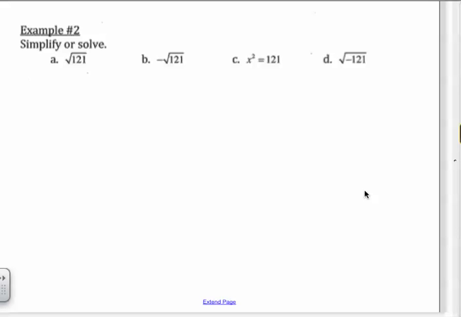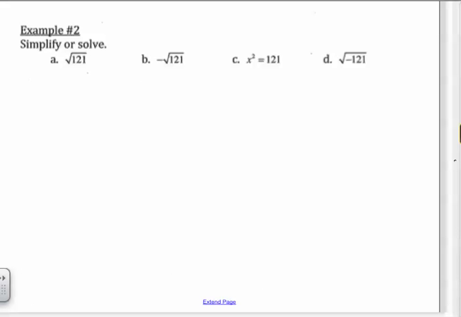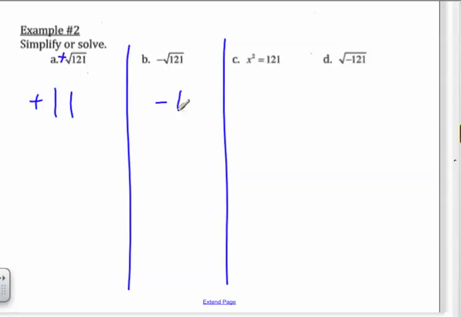But here we go. Simplify or solve. What's the answer to A? It's the positive square root, isn't it? So the answer is 11. They want the positive. Help me with B then. Teddy? It's going to be negative 11 because they want the negative of the square root of 121, right? Okay.